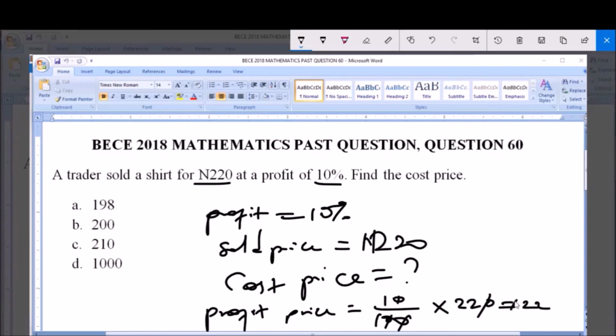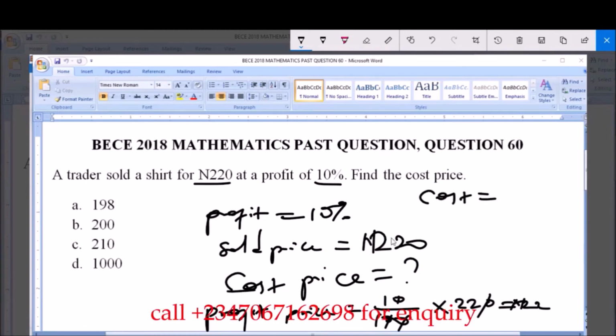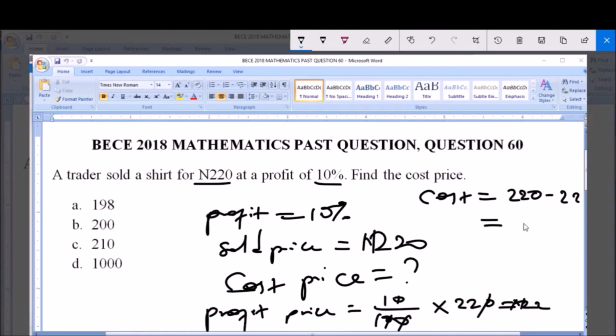22 naira. So the profit price is 22 naira. Now to find the cost price, it is equal to the sold price, which is 220, minus the profit price, which is 22. So therefore the cost price is equal to 198 naira. So 198 naira is the cost price for this shirt.